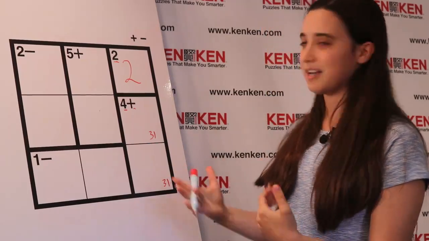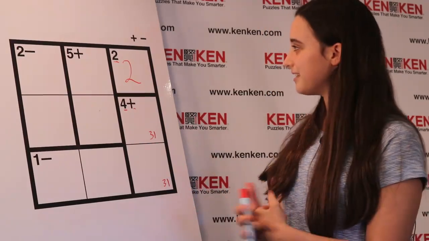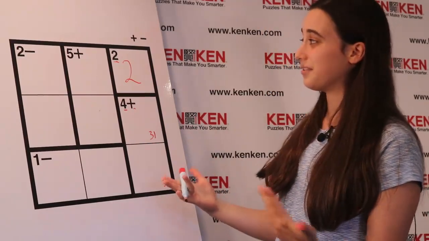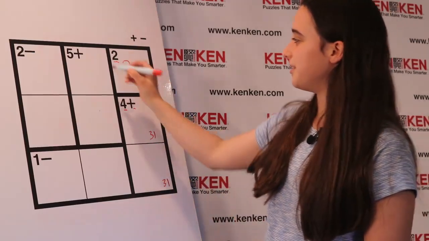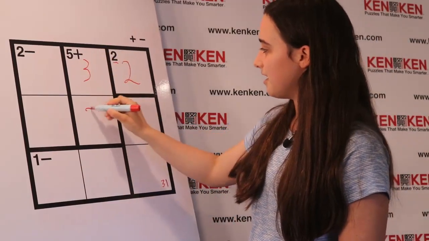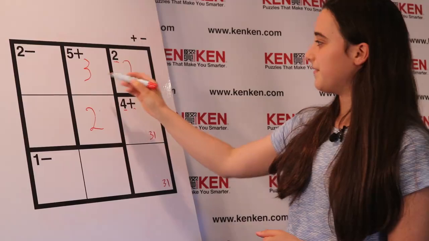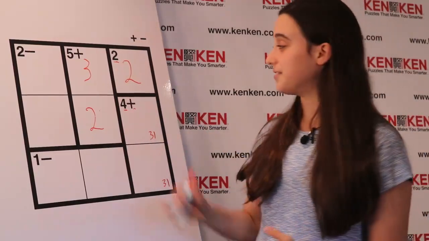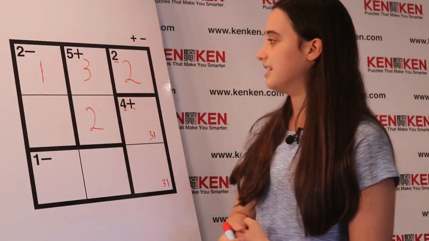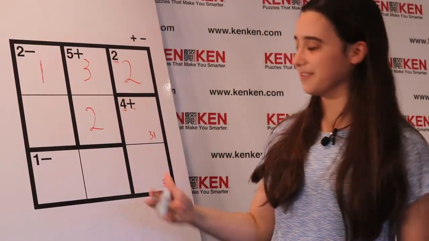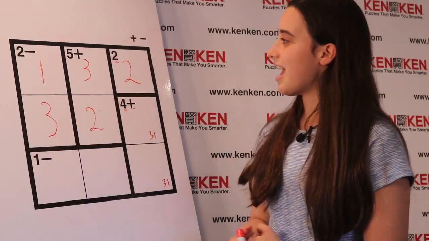So if we think about what two numbers add up to 5 in a 5 plus, it could only be 3 and 2. Since there's a 2 here, we'll have to put a 3 there and a 2 there. And then if we have a 3 and a 2, the only number left to use is a 1. And 3 minus 1 is equal to 2, so we'll have to put a 3 here.